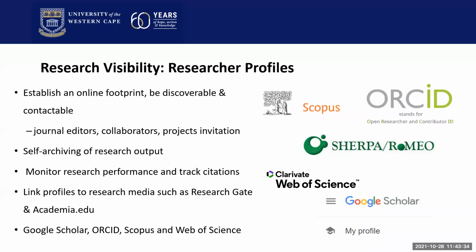So how can researchers document all this visibility, the impact, and the research performance? Okay, we have what we call researcher profiles, or author identifiers. The research profiles assist with establishing an online footprint so that researchers can be discoverable and contactable.